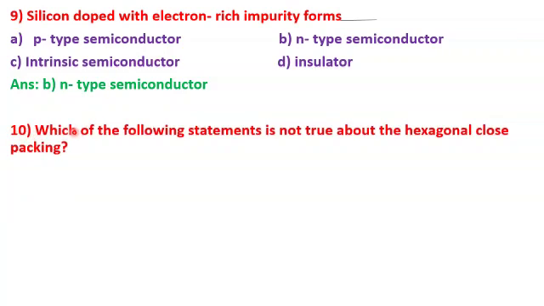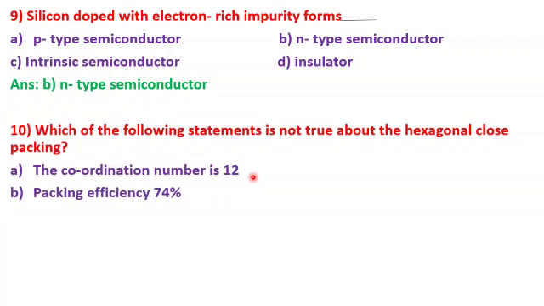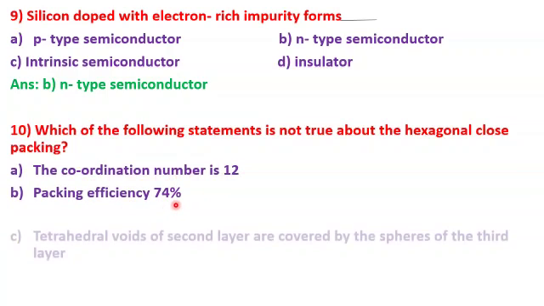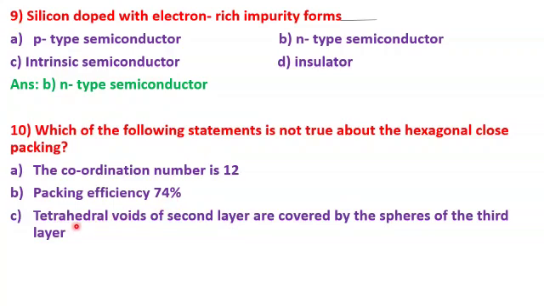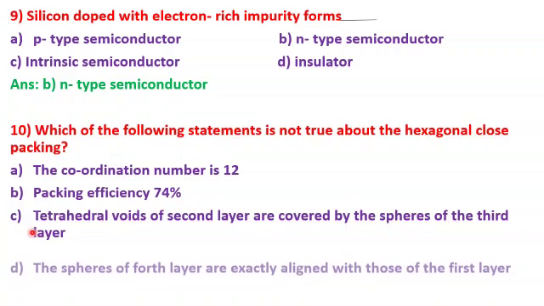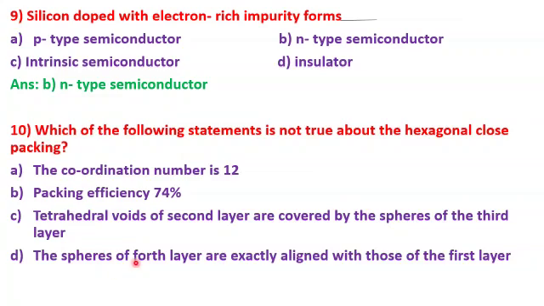Next, 10th question. Which of the following statements is not true about hexagonal close packing? Option A, the coordination number is 12. Option B, packing efficiency is 74%. Option C, tetrahedral voids of second layer are covered by the spheres of the third layer. Option D, the spheres of the fourth layer are exactly aligned with those of the first layer. So here you have to choose the option which is not true about hexagonal close packing. We will see one by one.